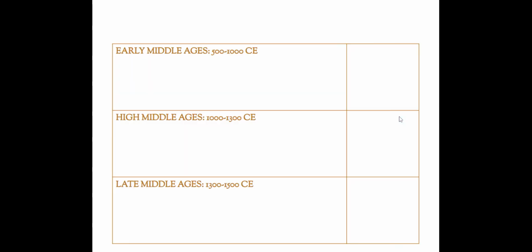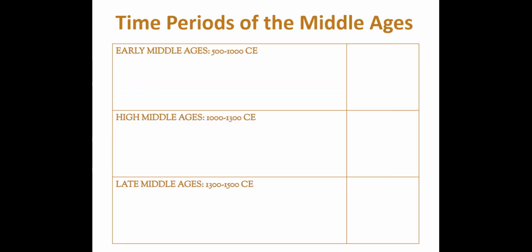Welcome to the Middle Ages. Time periods of the Middle Ages. Early Middle Ages, 500 to 1000 CE. The High Middle Ages, 1000 to 1300 CE. And the Late Middle Ages, from 1300 to 1500 CE.